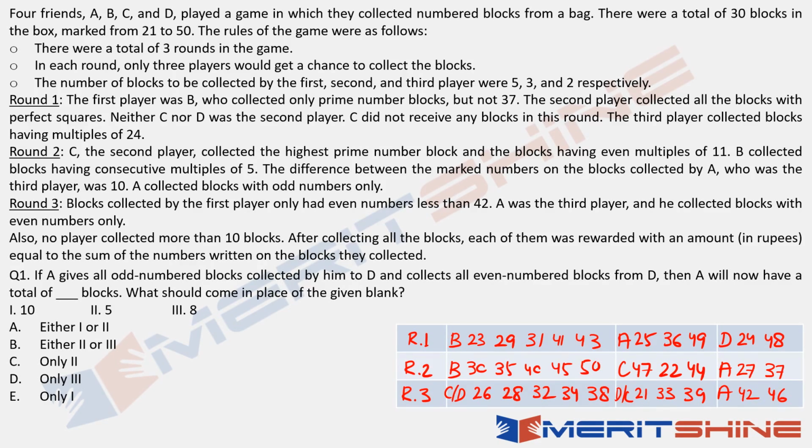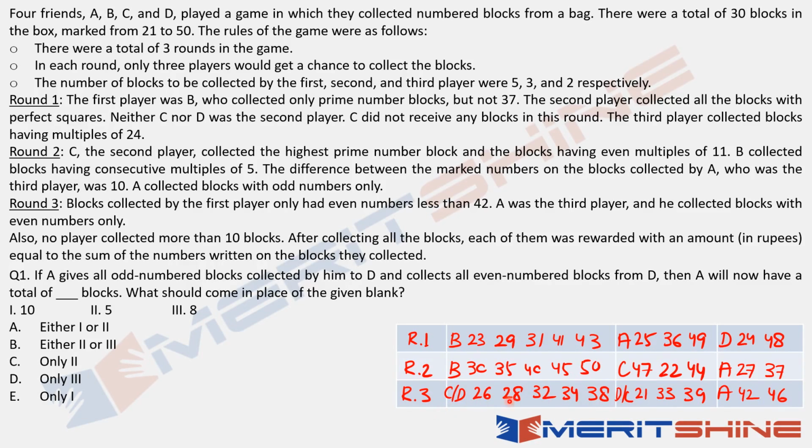Let's read it. If A gives all the odd numbered blocks collected by him to D and collects all even numbered blocks from D, then A will now have a total of how many blocks? What should come in place of the given blank? Now the answer options are given in this form: 10, 15, 8, either this or this. Why is it like that? Because you know from your table that the blocks of D are not fixed.